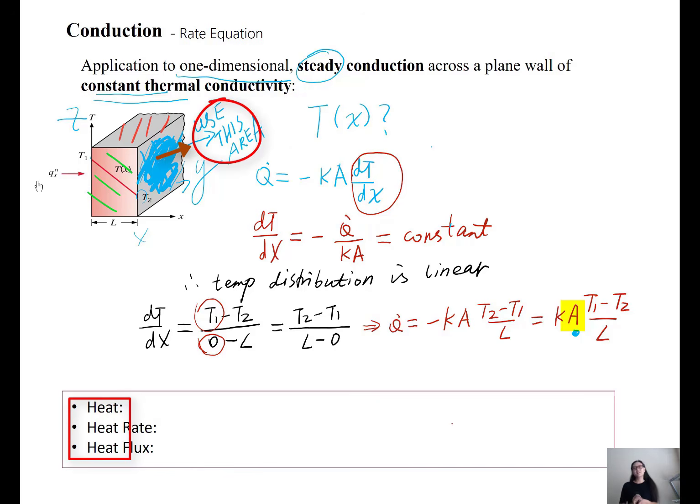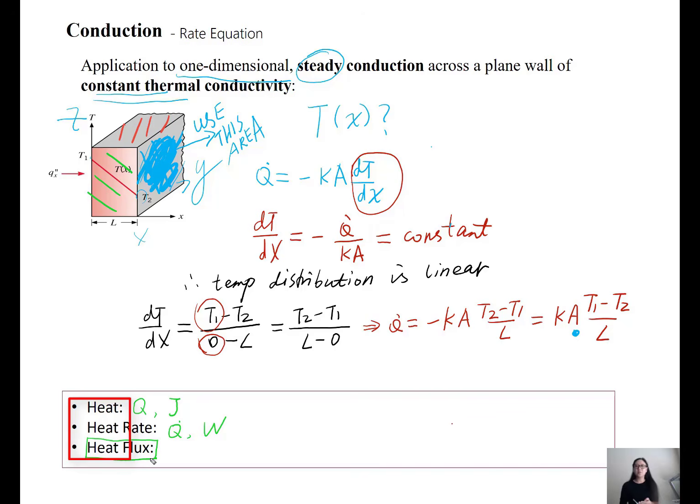Now I'd like to emphasize 3 terms. Heat, we use Q to represent it. It is the amount of thermal energy transferred over a time interval. So the unit of heat is the unit of energy, joule. Heat rate is energy per unit time, thermal energy transfer per unit time. We use Q dot to represent it. The unit is watt.